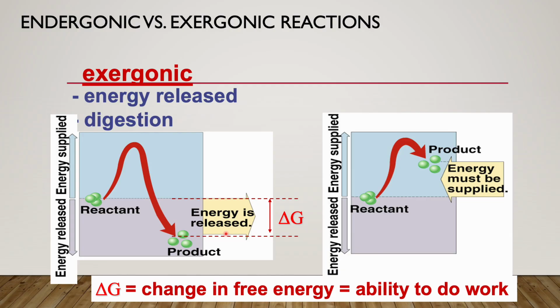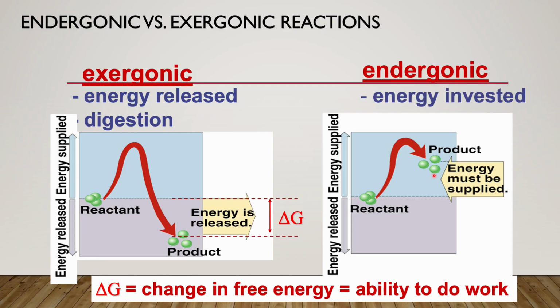When we look at an endergonic reaction, you notice your reactants. Again, they've got to take in enough energy before the products are formed, but your products are up here. So energy has to be supplied for this reaction. This again is known as an endergonic reaction. Energy is invested into this system, such as synthesis. So here you would have a positive change in your Gibbs free energy.